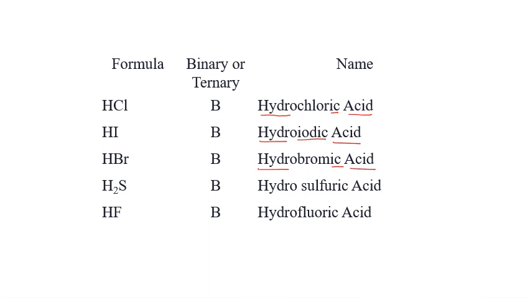Same way H2S, binary because only two different elements here. So hydro, it is sulfuric. Sulfur will change to sulfuric acid. And then HF, hydrofluoric acid. Fluorine will change to fluoric. So these are some examples for binary acids.